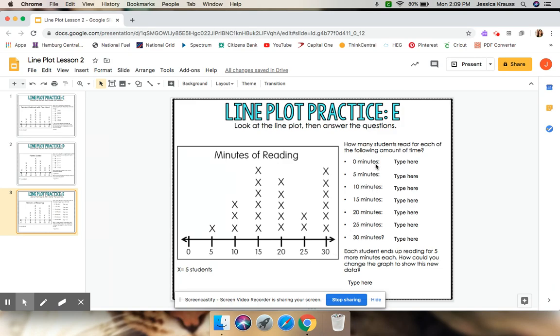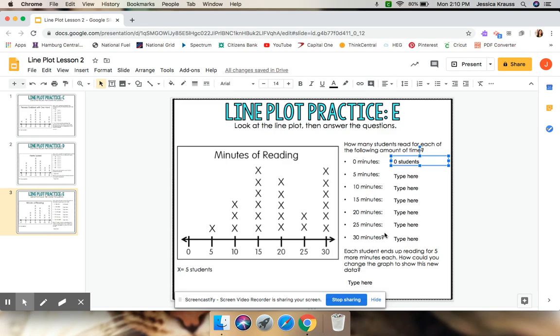First, it's asking us how many read for 0 minutes. On my line plot, I find 0 minutes, and I look above, I have no X's. That means 0 students spent 0 minutes. That makes me happy because everybody should be spending more than 0 minutes reading.